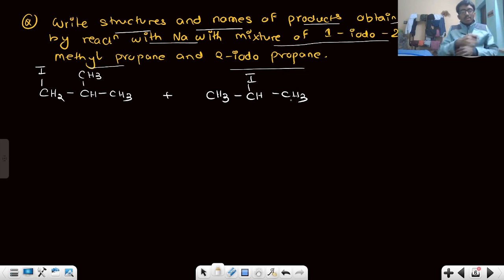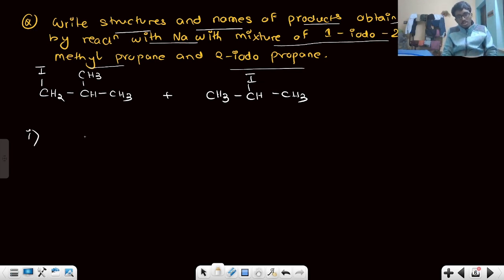Now you tell me what happens in a Wurtz reaction is this part. From this part the coupling happens. Right? Coupling happens from the iodine part only. So one thing can happen is both the same compounds getting attached from the iodine center, and one can happen this iodine center and that iodine center getting attached. So three possibilities are there. So let us write the possibilities.